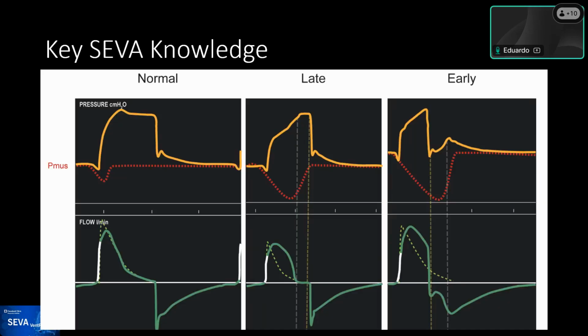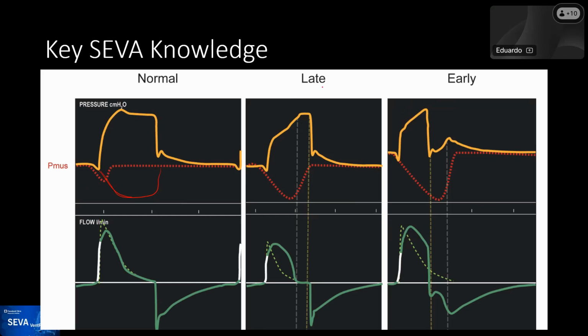I'll start just by putting up this key SEVA knowledge. In general, what we would like to see when we give a breath is that the PMOS would start and trigger the breath, and then the pressure delivered by the ventilator would finish when the PMOS finishes. And so that would be the normal or perfect view.